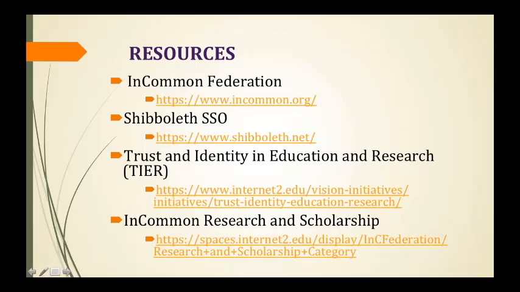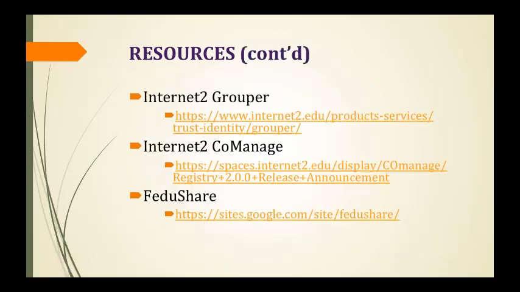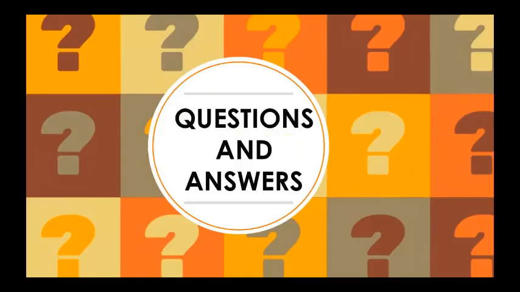The resources: the InCommon Federation, Shibboleth, Single Sign-On, the Internet2 Trust and Identity in Education and Research, the InCommon Research and Scholarship category, Grouper, COmanage, and FeduShare, which is a project for federated non-web access across campuses. So with that, I'll take your questions. I hope I can provide some answers, and I think our hosts are going to take over control and give me the questions. Hey, thank you, Jill.